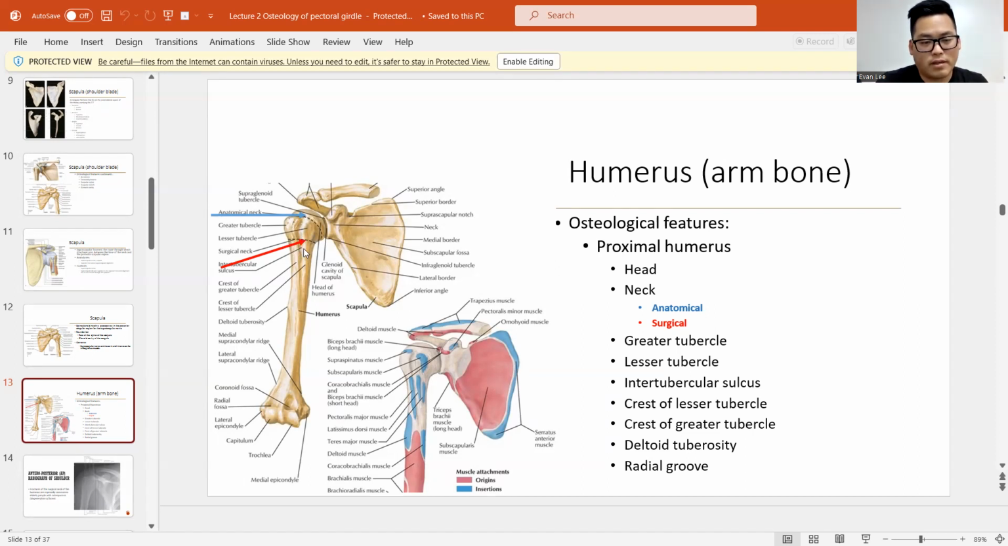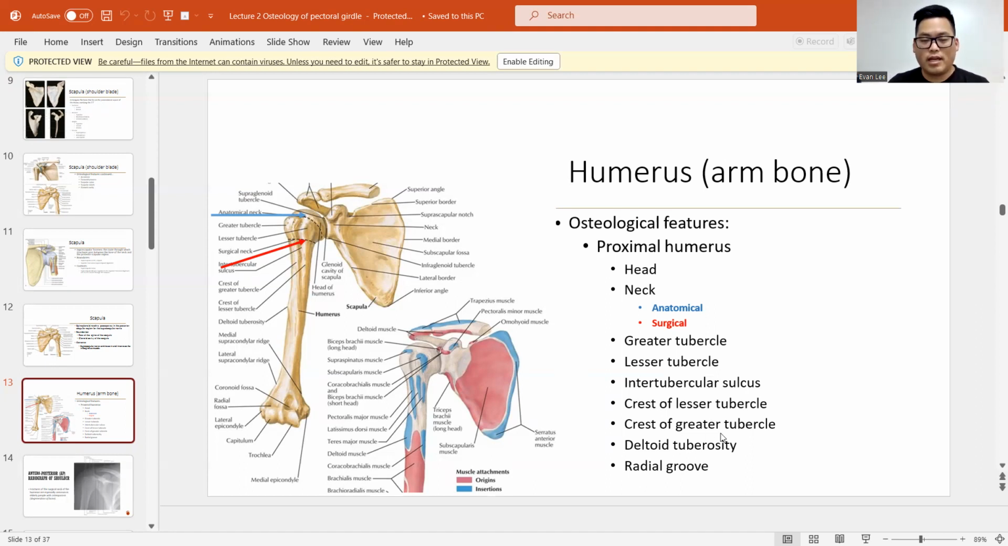Now, as you're looking at those tubercles, you'll see these faint, gradual ridges that are traveling down from them. Those are called the crests of the lesser and greater tubercle, respectively.